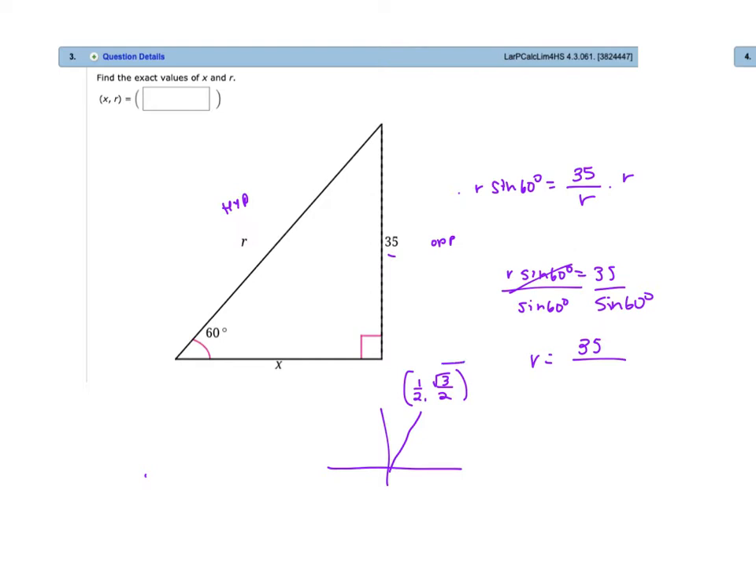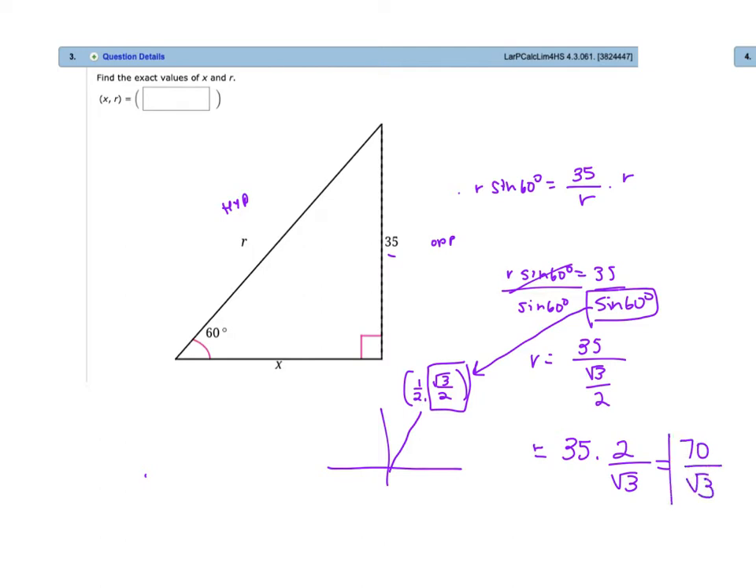So then, if I just plug in the y value, because that is what sine of 60 is. Sine of 60 is square root of 3 over 2, so I put square root of 3 over 2 here. And then we can simplify 35 times 2 over square root of 3, and so we get 70 over square root of 3. And that's how it wants the exact number. So the hypotenuse is 70 over square root of 3.